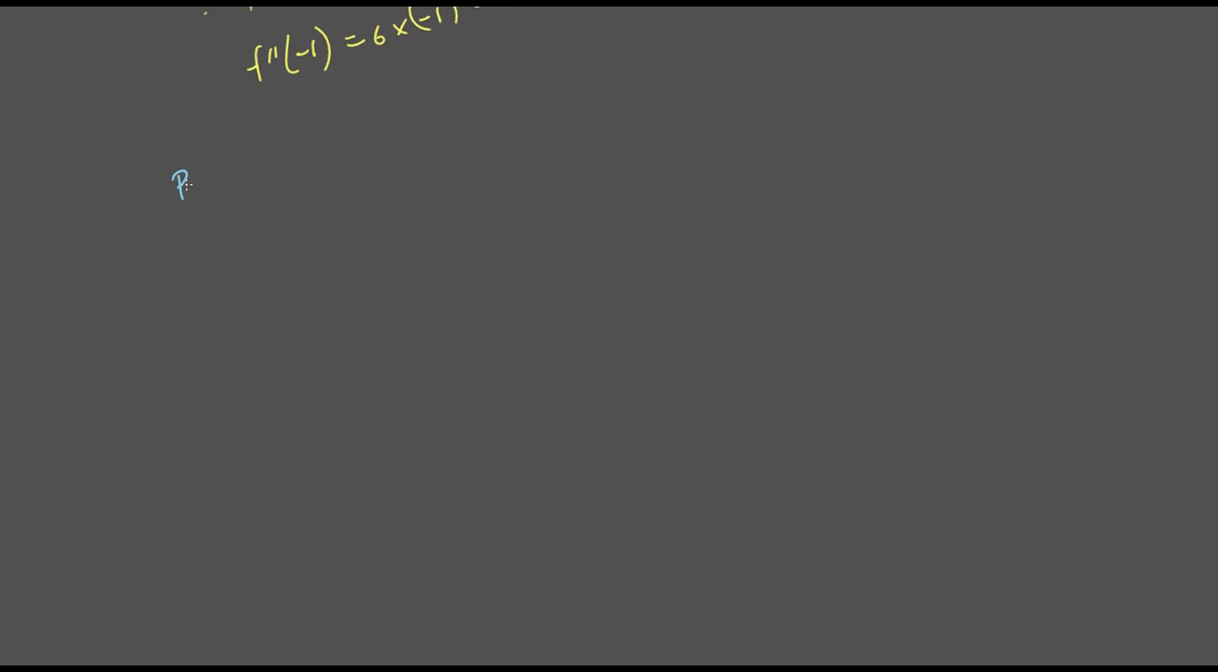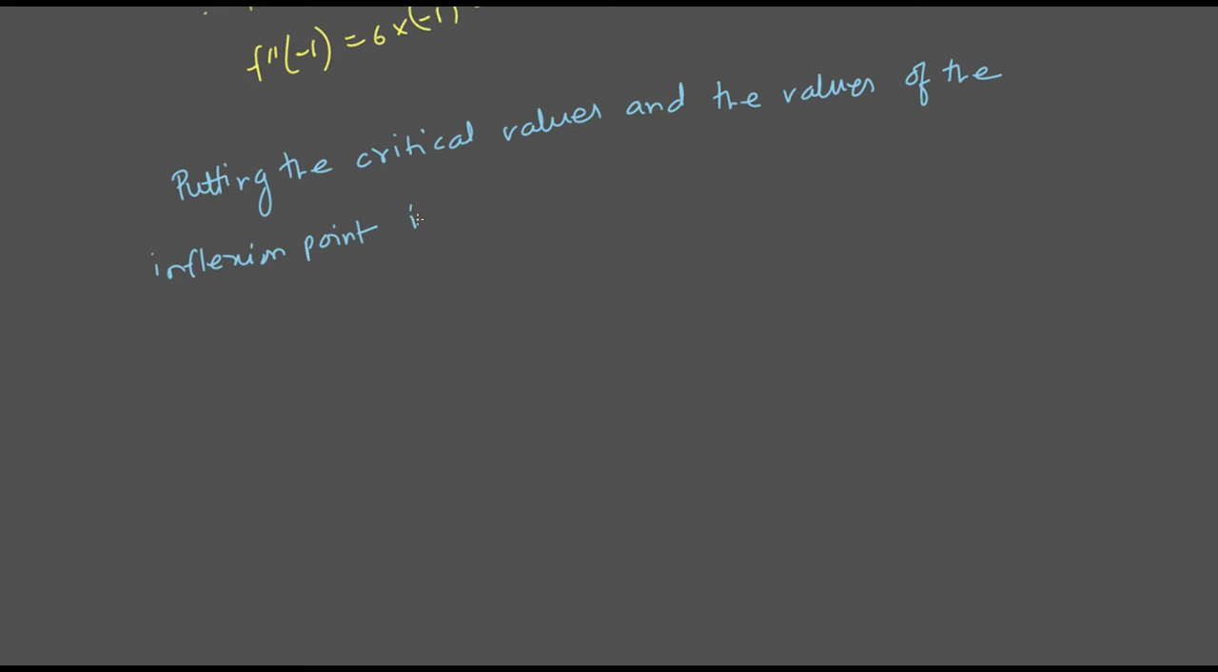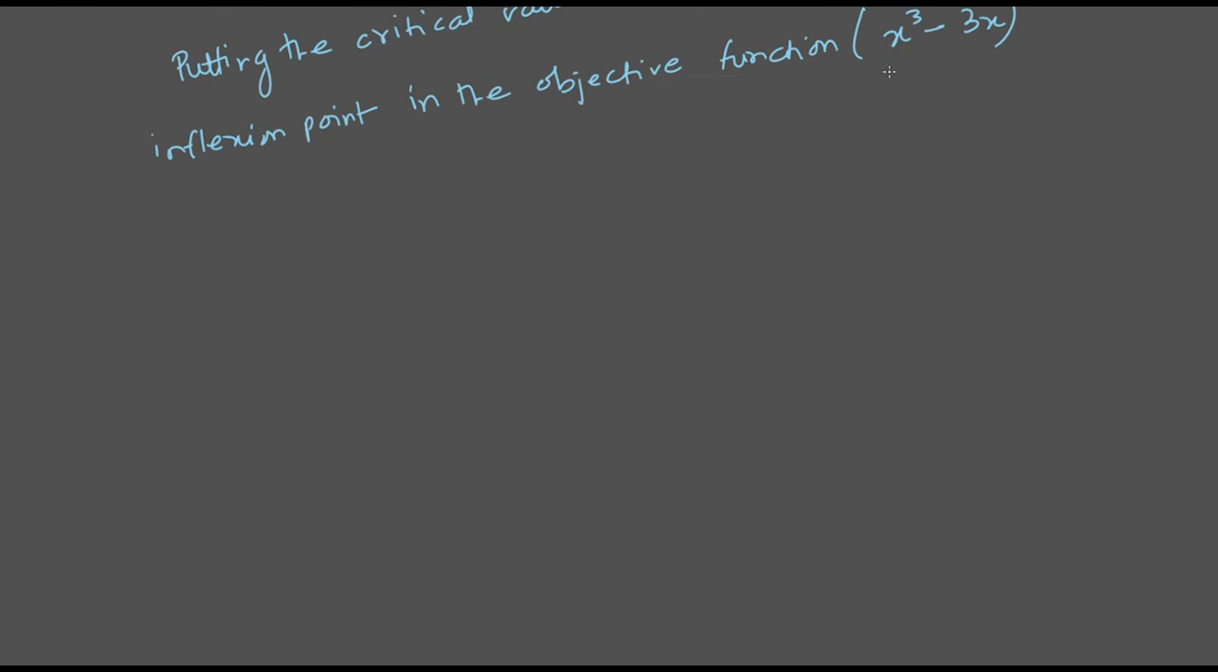So putting the critical values and the values of the inflection point in the objective function. What is the objective function? X cube minus 3x, right? I'm just writing it for reference, x cube minus 3x, right?